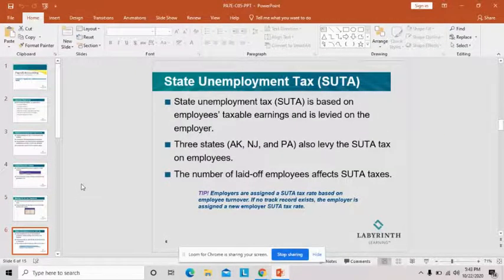As for the state unemployment tax, it is based on the employee's taxable earnings and is levied on the employer. 3 states, Alaska, New Jersey, and Pennsylvania, also levy the state unemployment tax on employees. The number of laid-off employees affects the state unemployment taxes. Keep in mind that employers are assigned a SUTA tax rate based on employee turnover. If no track record exists, the employer is assigned a new employer state unemployment tax rate.